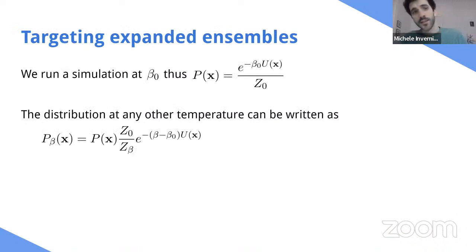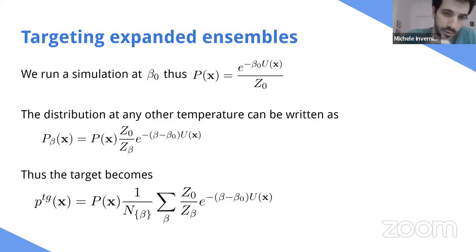So how do you write explicitly this bias potential for targeting these expanded ensembles? First of all, let's choose a temperature. This will be our reference. We will run a simulation with this temperature, and then we can rewrite all the other probability distributions at different temperatures as a function of this temperature here. I won't go into the details. I put all the equations here so that you can check afterwards if you're interested.